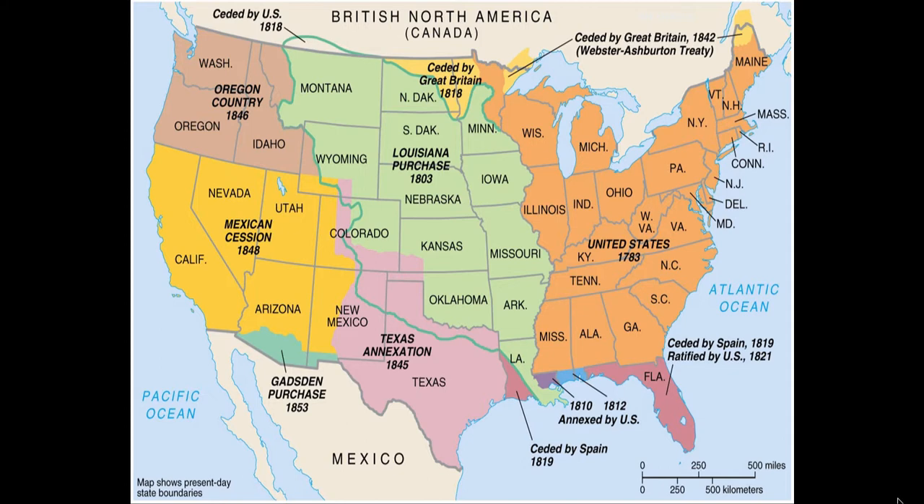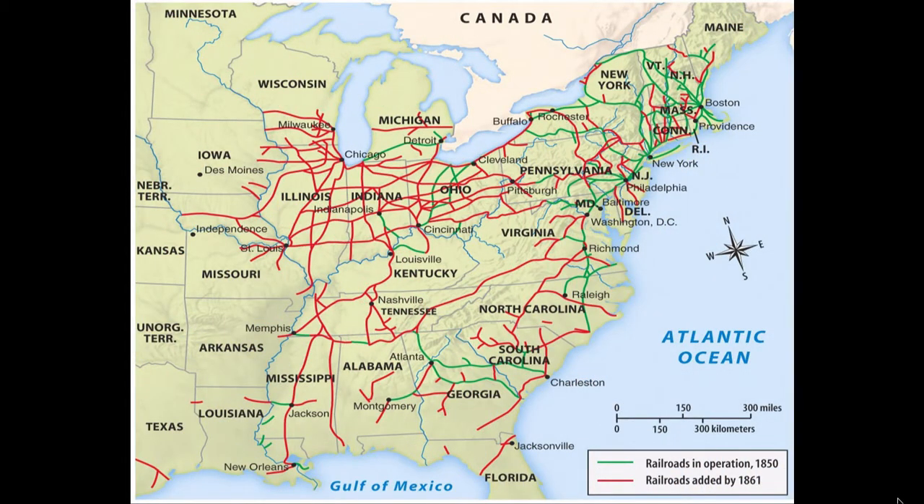There's another map to look at expansion. You can pause to look at that. Another one shows the expansion of railroads. In green is railroads in operation in 1850. Within 11 years, in red, railroads added by 1861. It's quite an expansion, but notice the vast majority is in the North and the Midwest, or in the West. South, not so much.